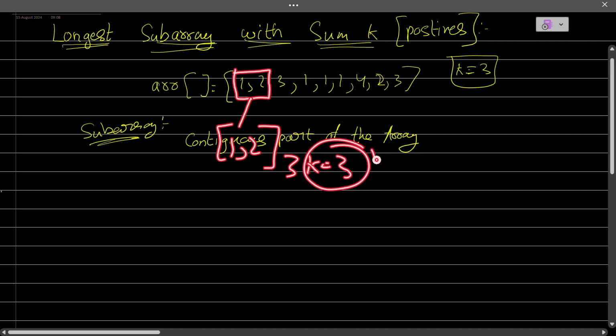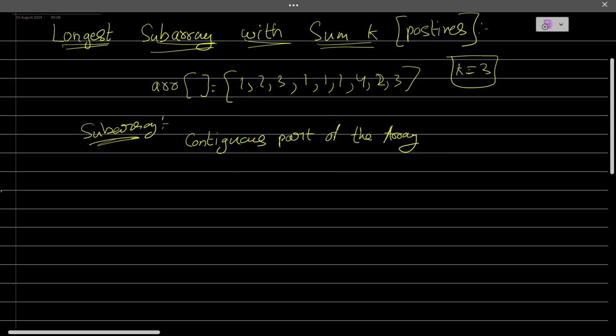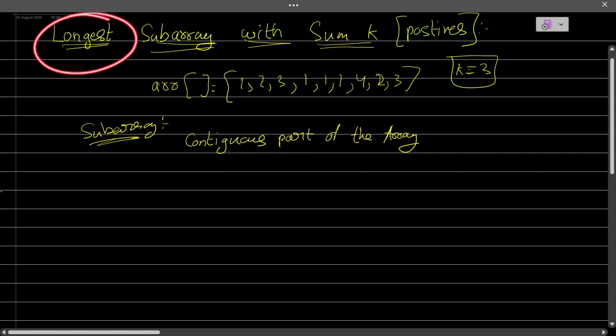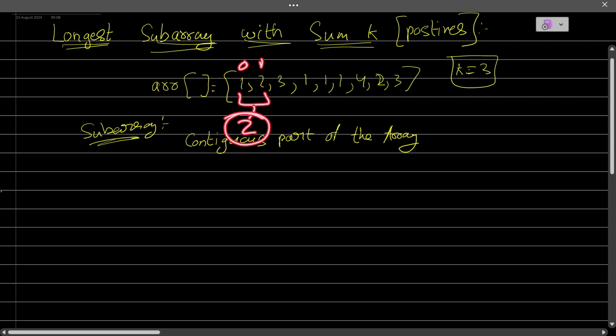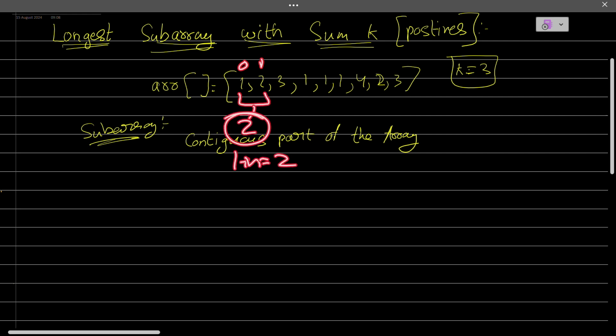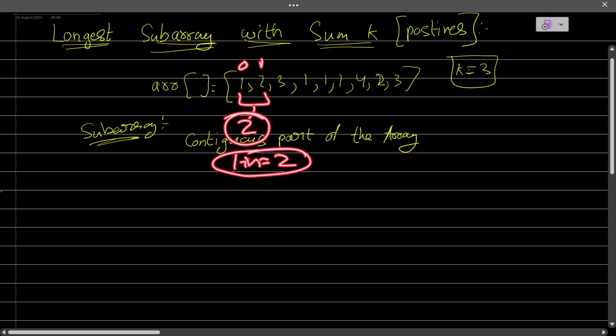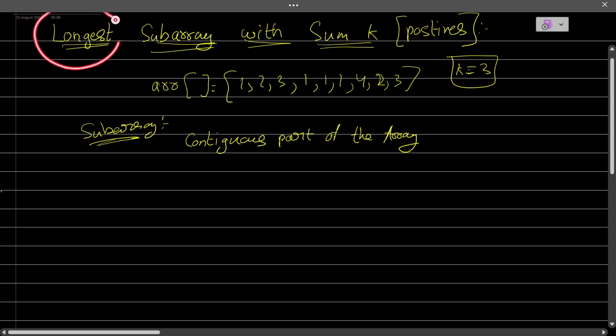Can I say this is the longest subarray? No, I can't, because these indices are 0 and 1. They're asking the length, and this length is only 2, right? But they're asking for the longest subarray.